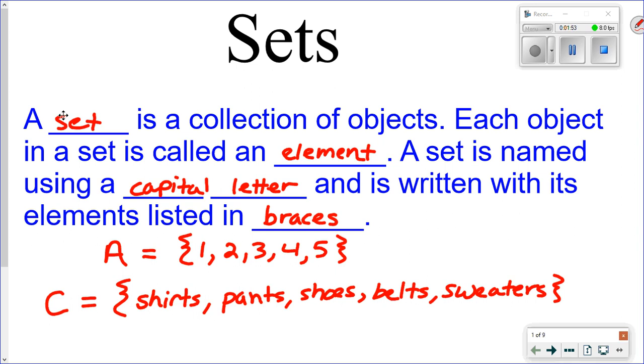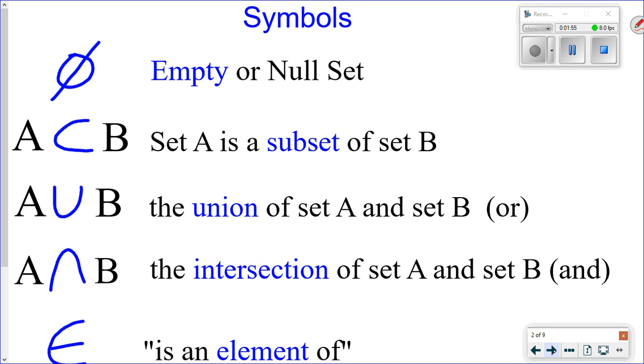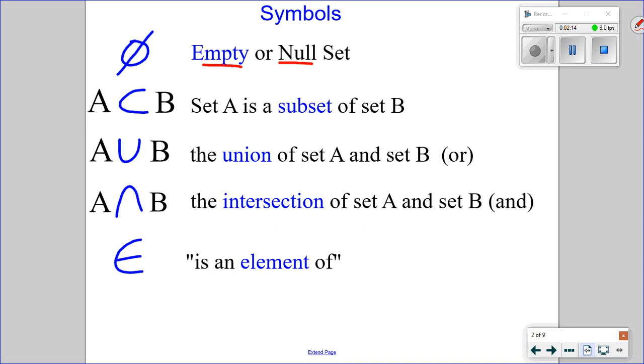All right, next we're going to look at some of the symbols that we use with set notation. So the first symbol we use for the empty or null set, and this would just be a set that has no elements. Okay. All right, our second symbol, which kind of looks like a sideways U, or maybe a C, but probably more like a sideways U. This symbol stands for the subset. So we would read this as set A is a subset of set B.